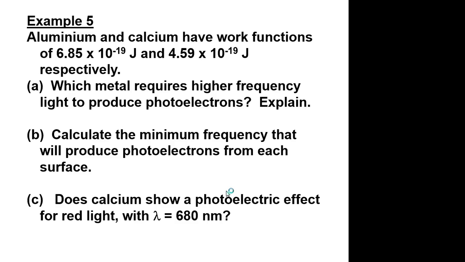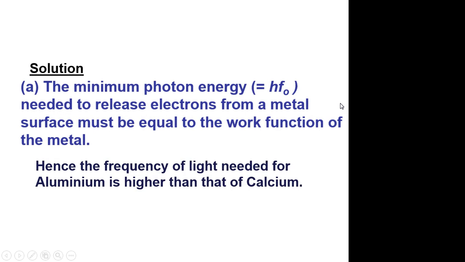Alright, let's start. So part A, you actually don't need any equations to solve. Why? Because if you know what a work function is, you know that by definition it is the minimum energy required to emit an electron. So the higher the value, the higher the energy of the photon you require. And since energy E equals hf, the higher the frequency required. Okay?